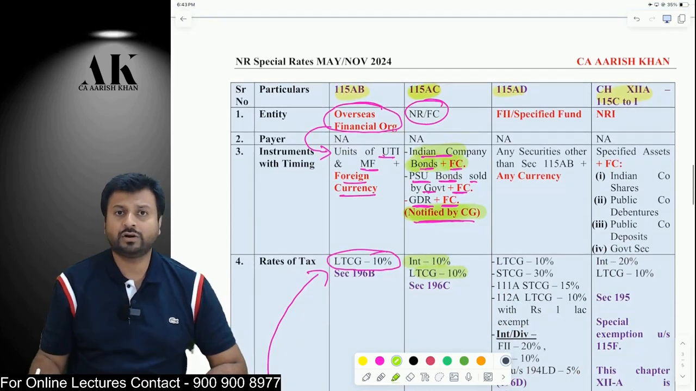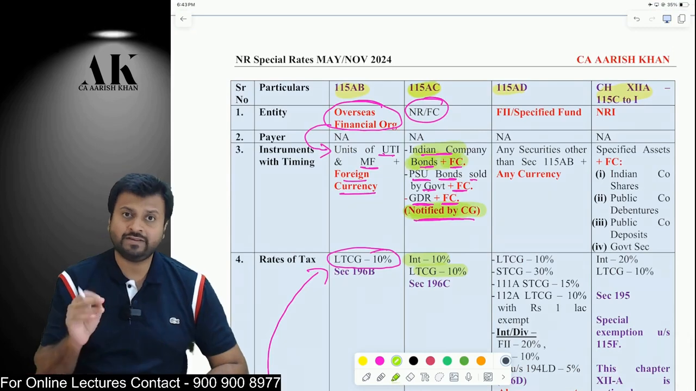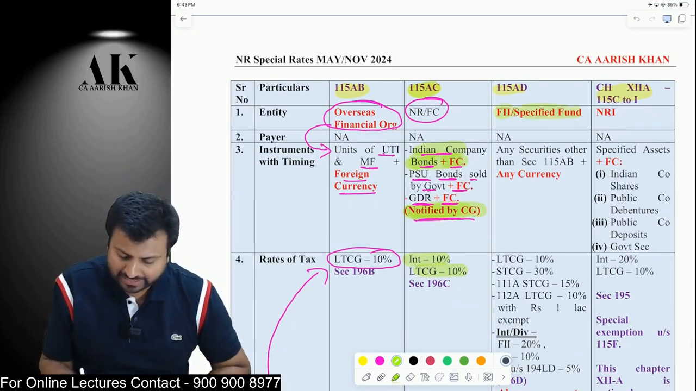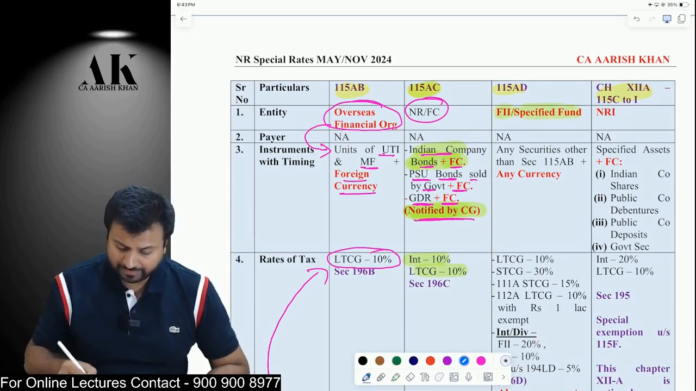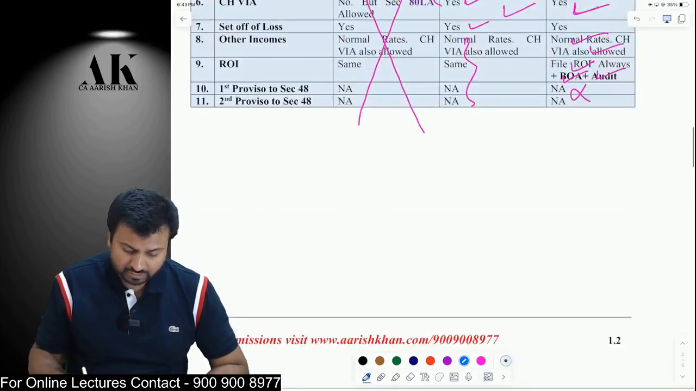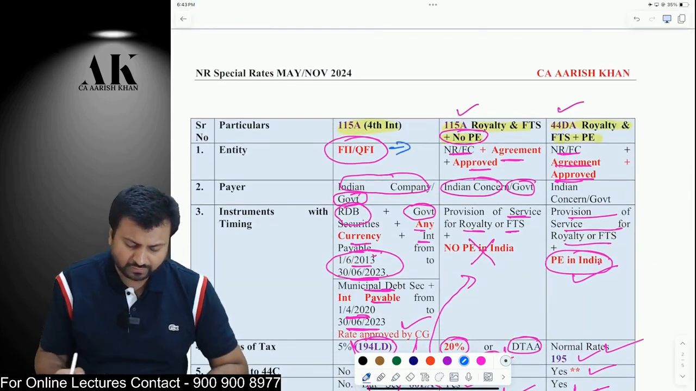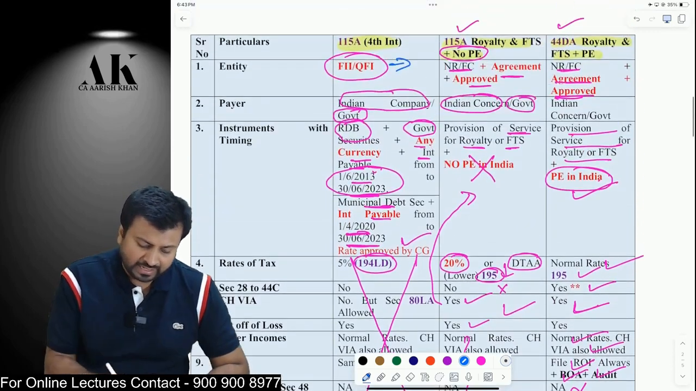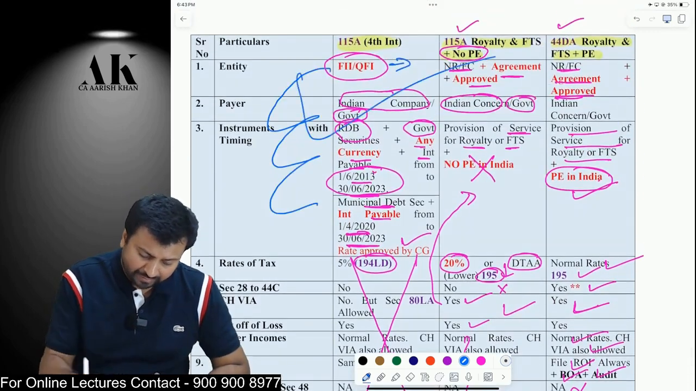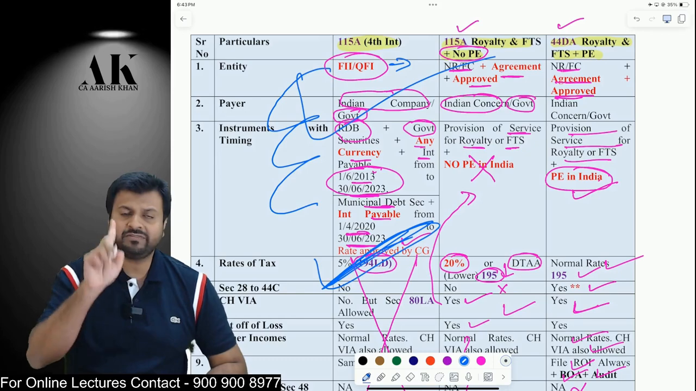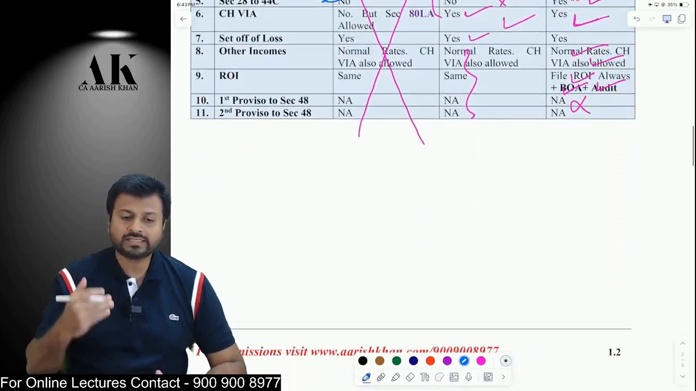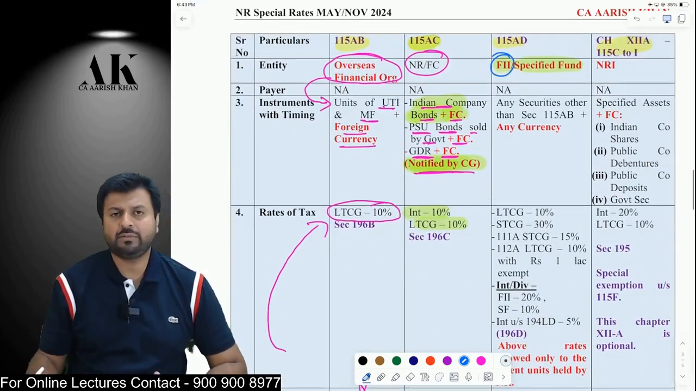Now the ninth section is again a very important section which covers FII and specified fund. Now FII is repeating twice. It is coming here and it was also there in the fourth section. So which one to follow, sir? If FII is buying these items, then you have to follow 194LD only. First preference will be given to 194LD. If your case is not covered in 194LD, then you will come to 115AD.